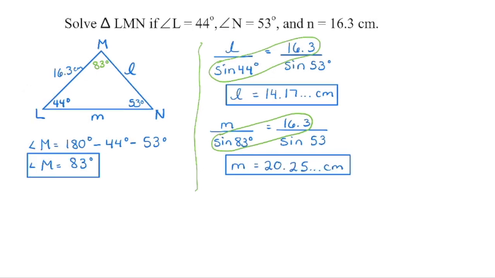And then at the end, just quickly check. If you take the smallest angle, we know the smallest angle is opposite from the smallest side. So this is the smallest side. And then we know that the largest angle is always opposite from the largest side, and so M is the largest side length.